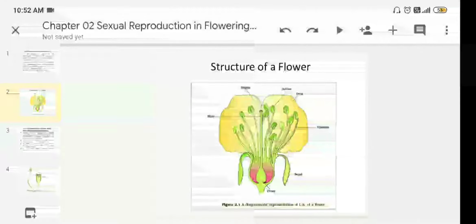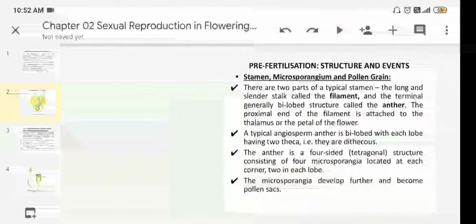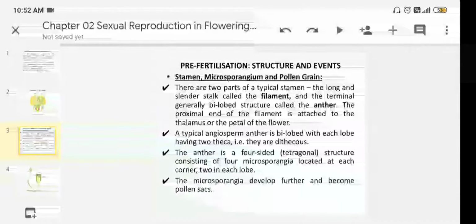Each flower is attached to the axis with the help of one stalk. The details of such flowers we have already studied in earlier classes, so we need not repeat all those. In class 10th and 11th we have already finished. If you have any query, please send it and I'll make that clear.